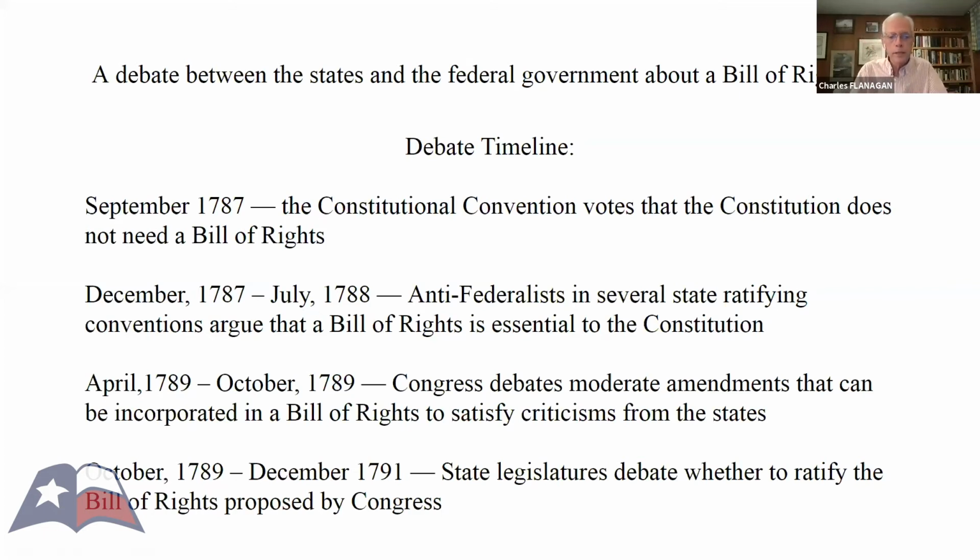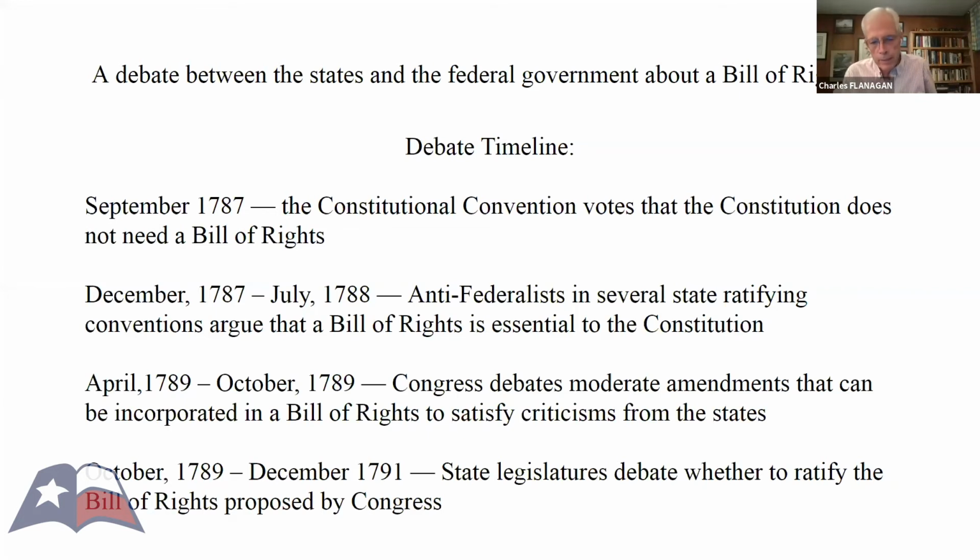Now it's going to go to the states, and the states are going to debate whether to ratify that Constitution or not. And anti-federalists in several state ratifying conventions will argue that a Bill of Rights is essential to the Constitution, and they will begin to formulate about 200 proposed amendments that should be added to it. Okay, now the scene shifts.